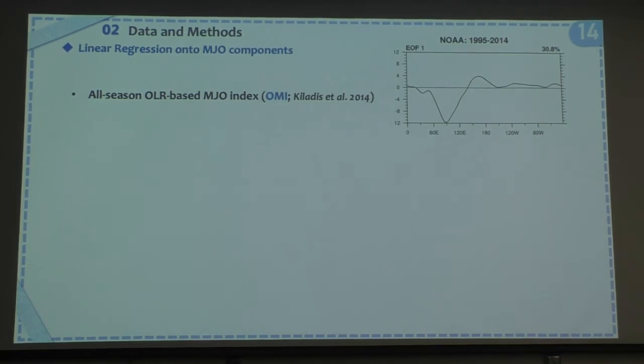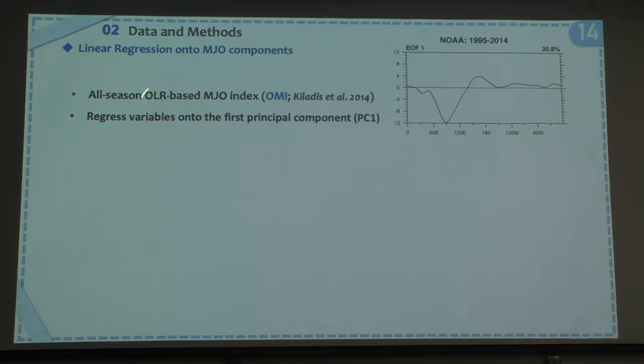We use a linear regression onto an Angel components. First, we need to calculate the OLR MJO index (OMI). In the OMI, it only considers outgoing longwave radiation to do the EOF. So it can be used to examine the MJO convection.